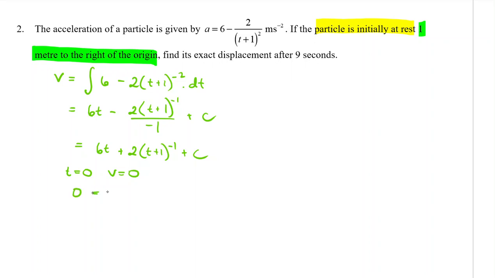So velocity 0. If time is 0, let's be careful. 6 times 0 is still 0. But what about that bracket? If I have 2 bracket 0, is that a plus 1 or a minus 1? It is a plus 1, good. To the power of negative 1, like that. Okay, what do I actually get for my constant? So it's a 2. That bracket actually gives you a 2. Okay, so finding the c, let's move the 2 across to the other side. C is equal to negative 2. Yes? Good.